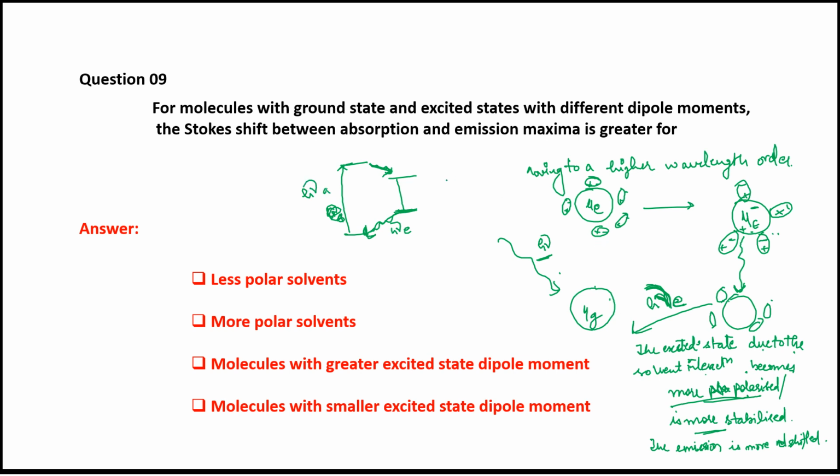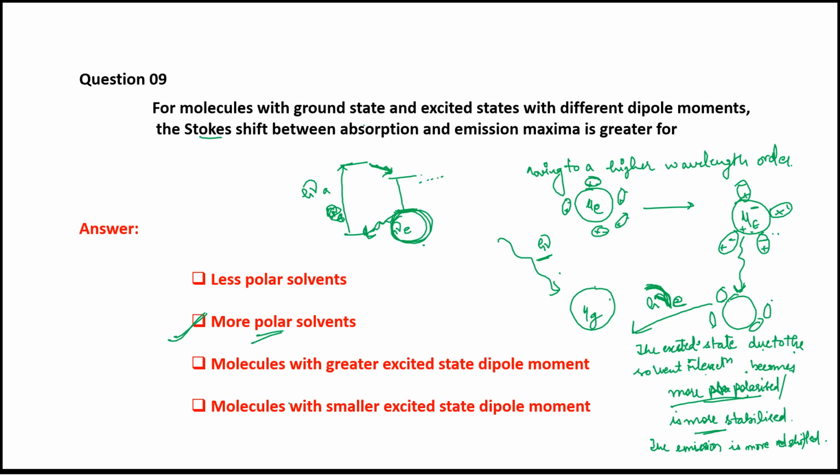Because of the polarity, this excited state reaches a lower energy. Because of this, the value of this h nu e is affected. The more the difference between h nu a and h nu e, the more will be the Stokes shift. Therefore, the Stokes shift between the absorption and emission will be greater for polar solvents. Okay, so this is the answer.